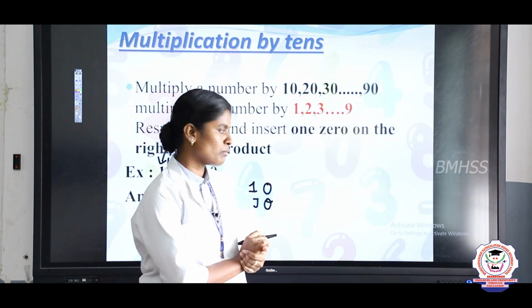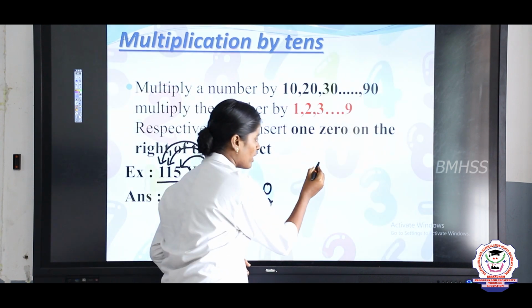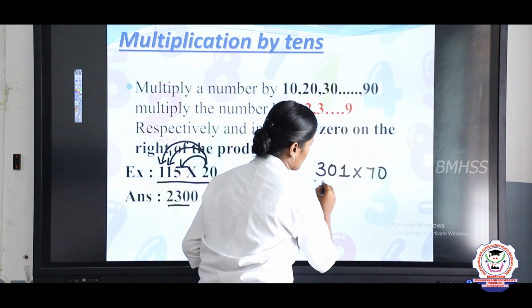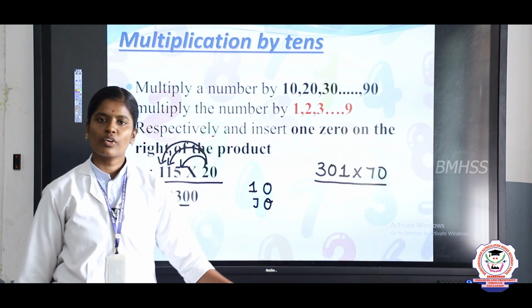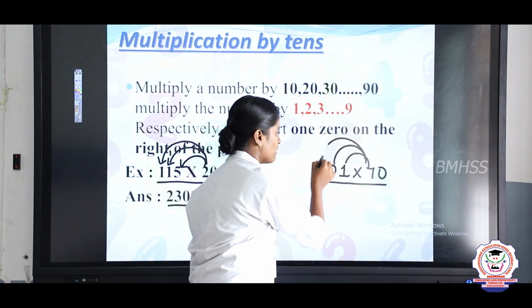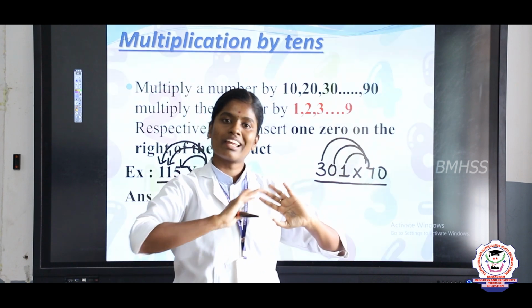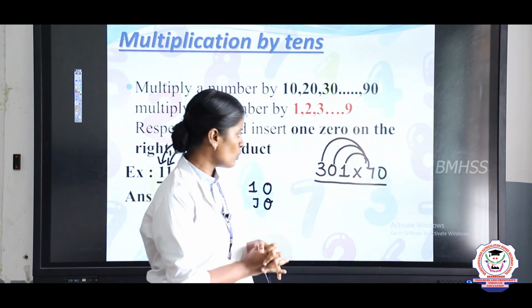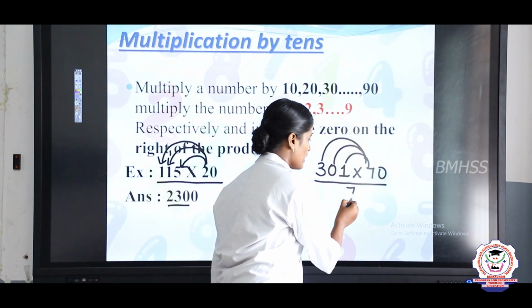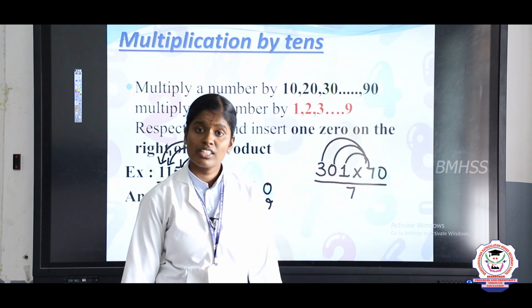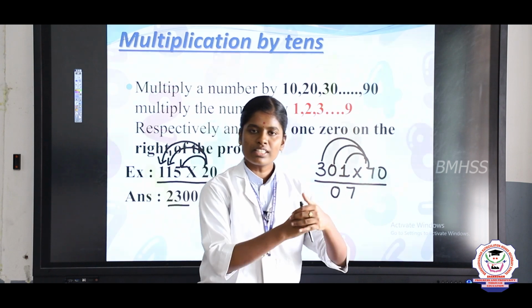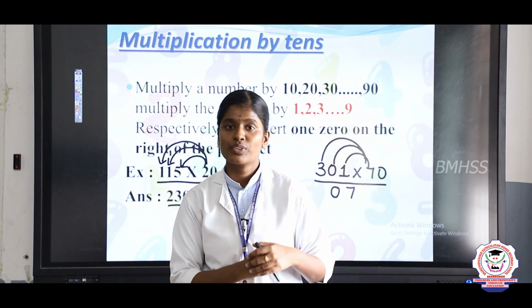Next we will see one more example. I will take 301 multiplied by 70. First you take the number alone, 7. 7 is multiplied by all the digits. Then finally you should insert 0 to the right side of the product. 7 ones are 7. Next, 7 zeros are 0. Next, 7 threes are 7 times 3 or 3 times 7.